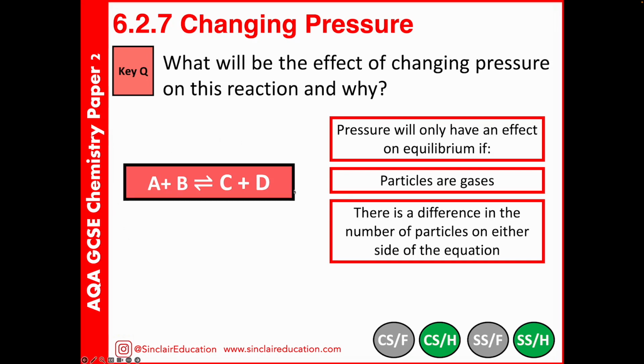So let's say you had a question about a chemical reaction such as this, and you were asked to explain what would happen if pressure would increase. You would say nothing, because there's not a different number of particles on each side of the reaction.